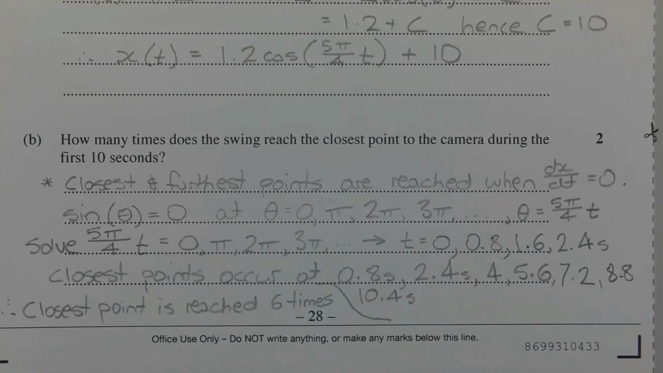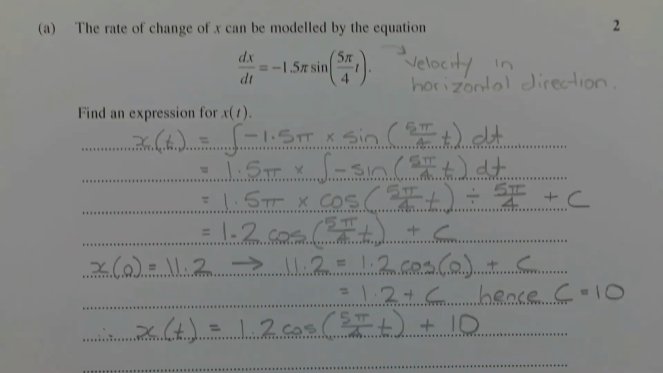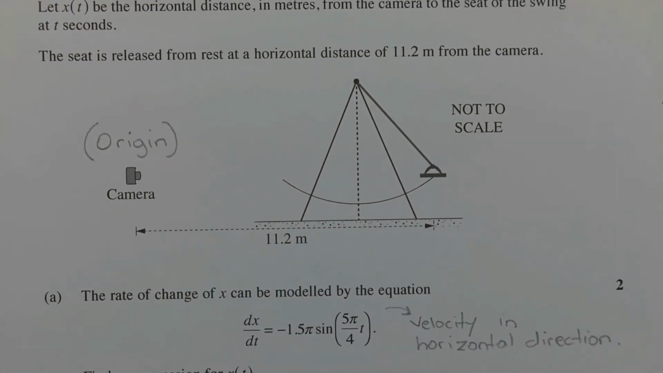The first thing to note is that the closest and furthest points of the swing from the camera are reached when dx/dt is equal to 0. Now, dx/dt represents the velocity of the swing at time t. Let's go back to the diagram.